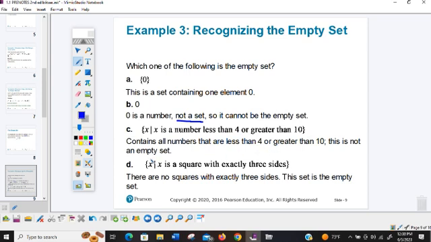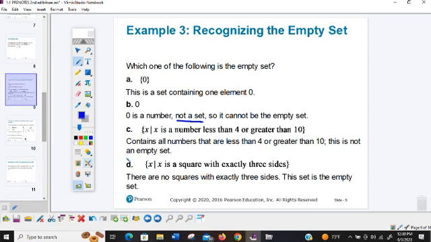Let's look at D. X such that X is a square with exactly 3 sides. Okay, on this one, a square has 4 sides. There are no squares with 3 sides. That would be a triangle. So this one is an empty set. So you could represent it with the empty brackets, or you could do the circle with a line through it. And both of those would be empty set.